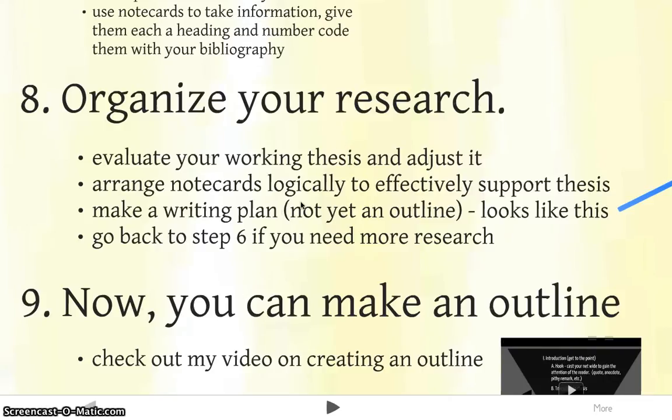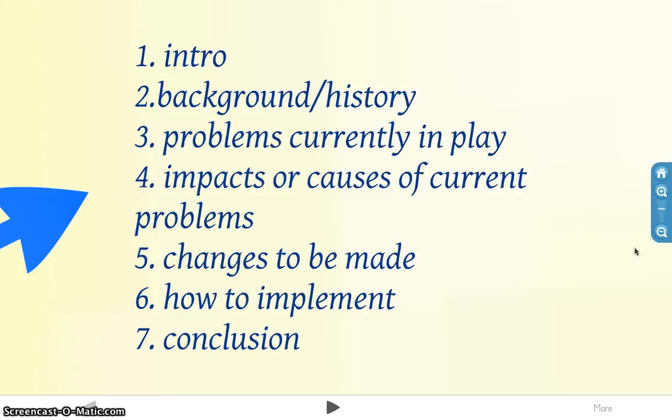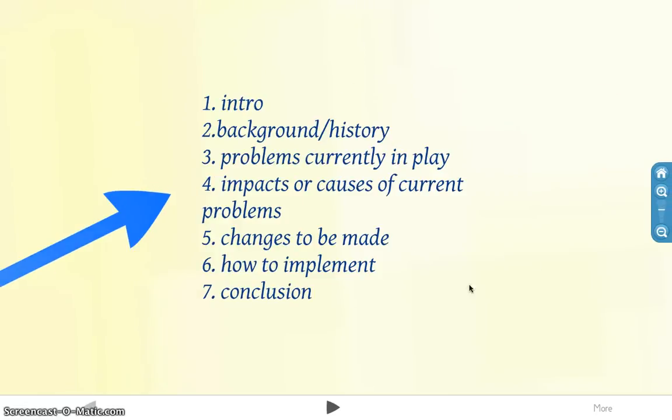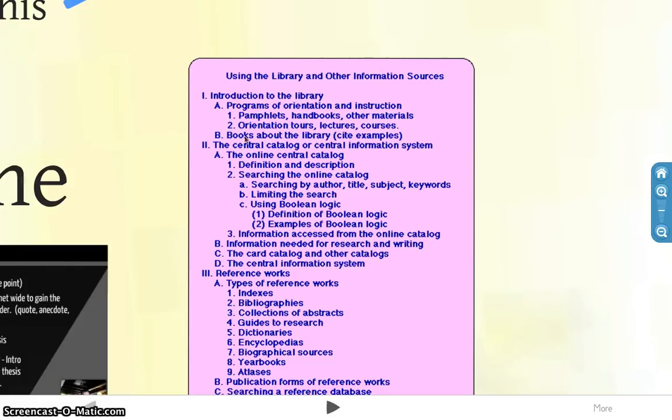And then you can make a writing plan, and you can make these almost just with your note cards. It's not an outline. It looks a little bit like this. Very simple, not such a tough thing to do. But once you get your note cards in order, you stack your note cards in these categories, and then you can go through and write an outline, which is of course much more detailed. It's going to look something like this. Now this is just a general outline about using the library, that kind of thing.